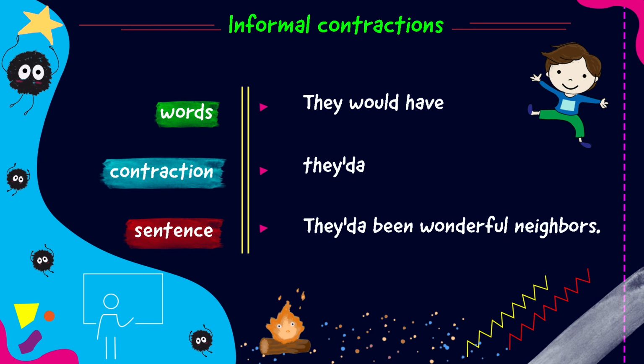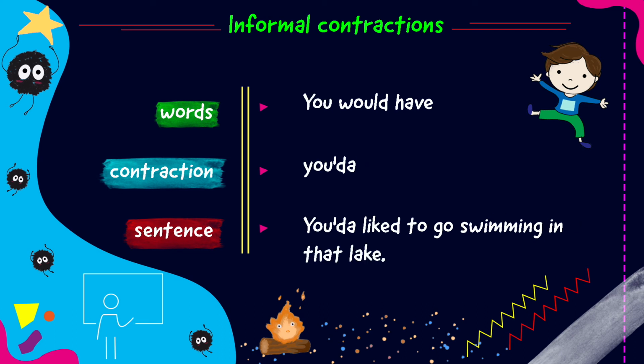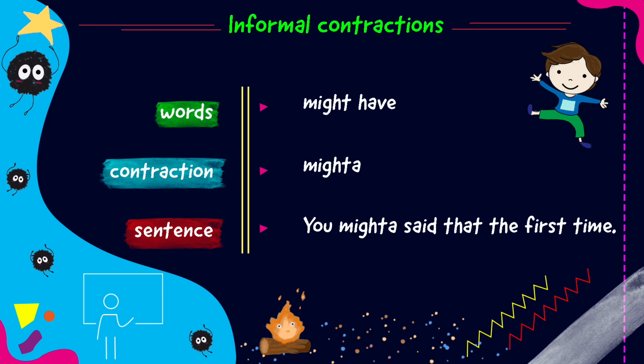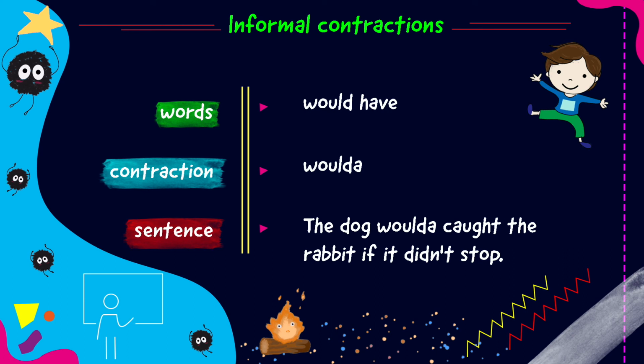They would have, they'da. They'd have been wonderful neighbors. You would have, you'da. You'da like to go swimming in that lake. Must have, musta. He must have been in a hurry. Might have, mighta. You might have said that the first time. Would have, woulda. The dog would have caught the rabbit if it didn't stop.